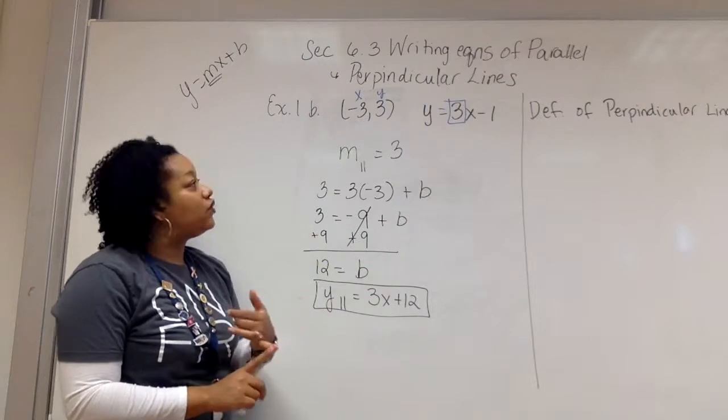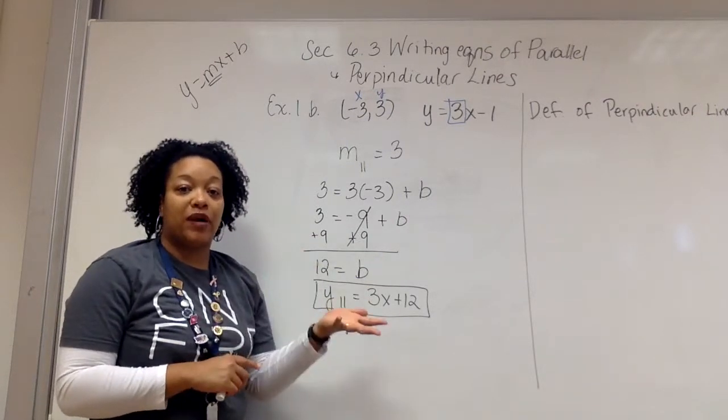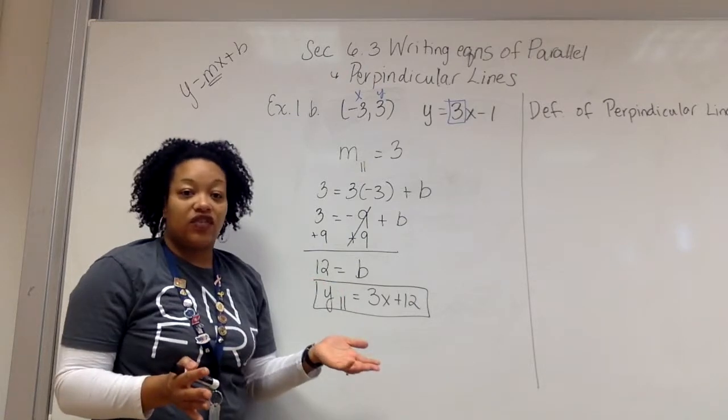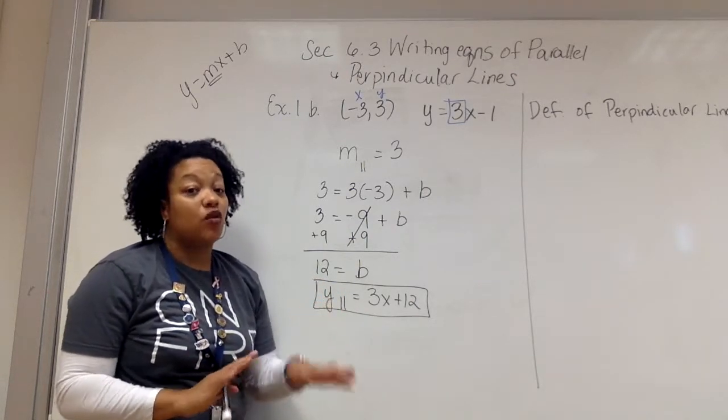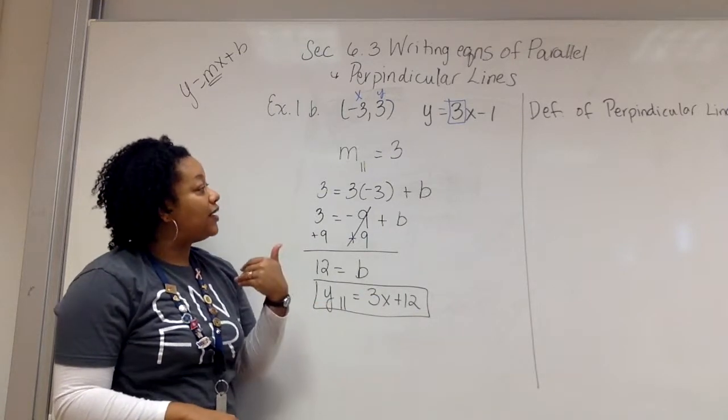To make this work, the first thing I had to do was identify my parallel slope. It's a +3. I didn't have to touch the equation at all, which is great. That may not be the case in your homework, so just be ready. So I pulled out my 3.